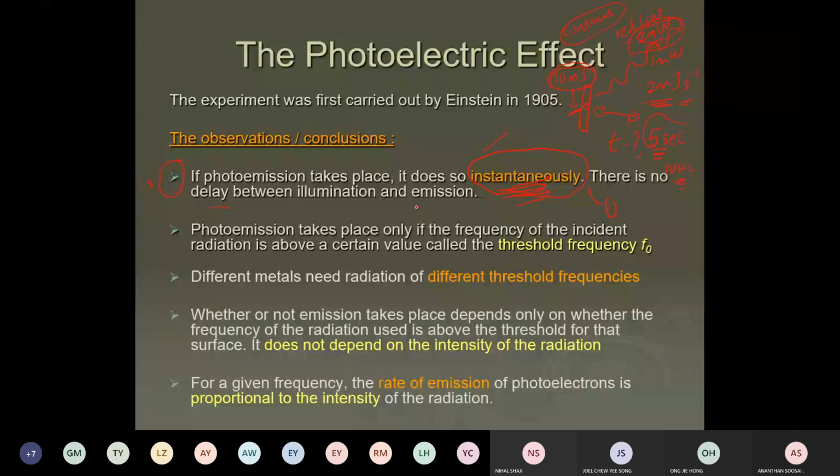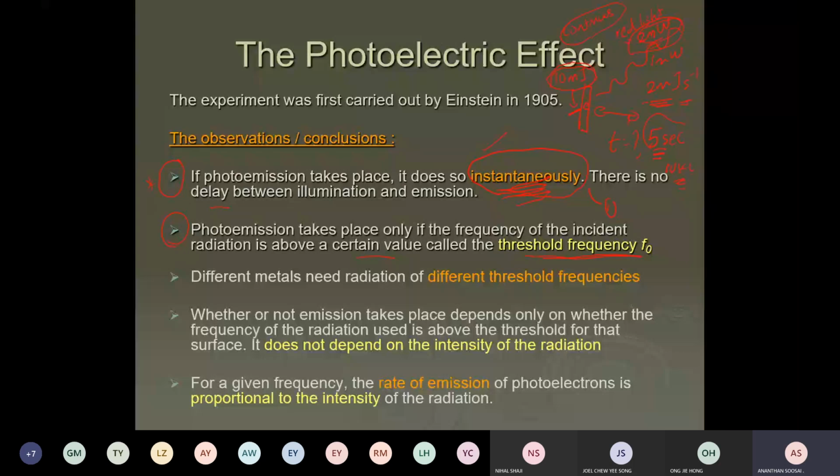Actually, there are 3 main evidences against wave theory. The second one is another outcome which really confused the scientists at that moment. The photo emission takes place only when the frequency of incident radiation is above a certain value, called the threshold frequency. Threshold frequency. What does it mean?